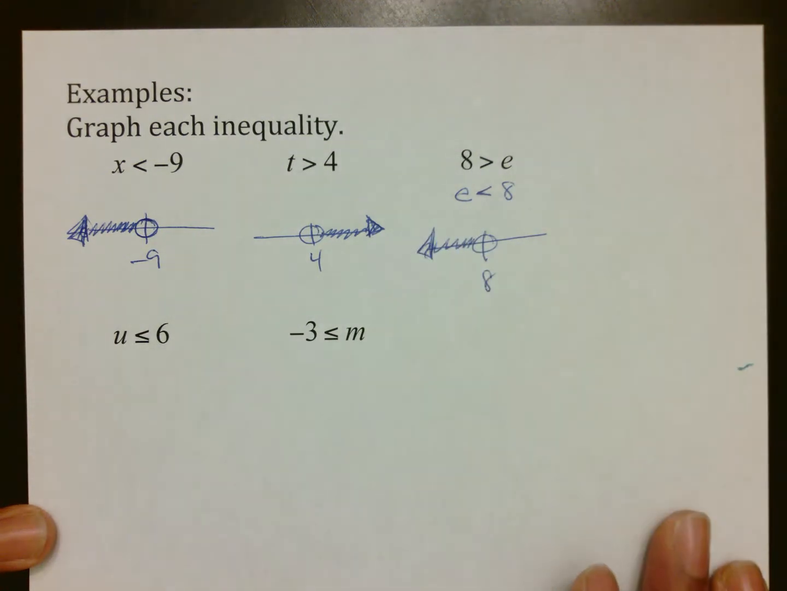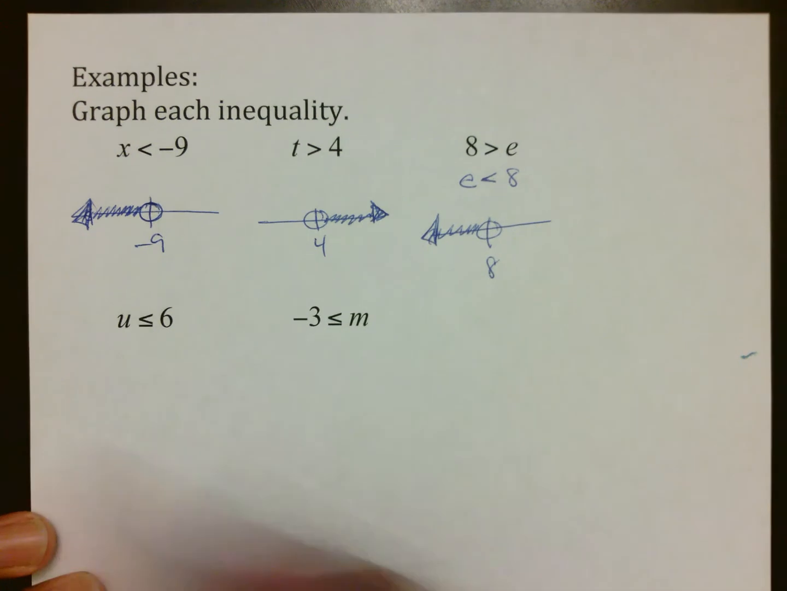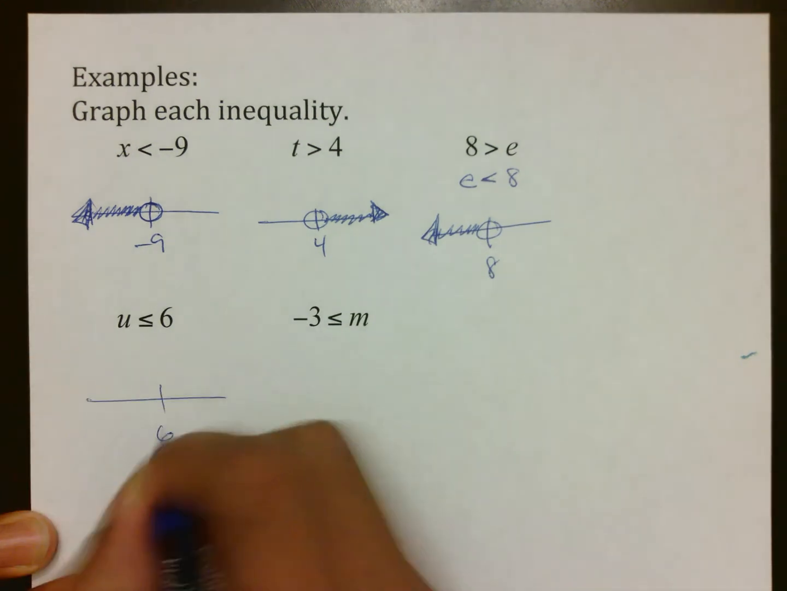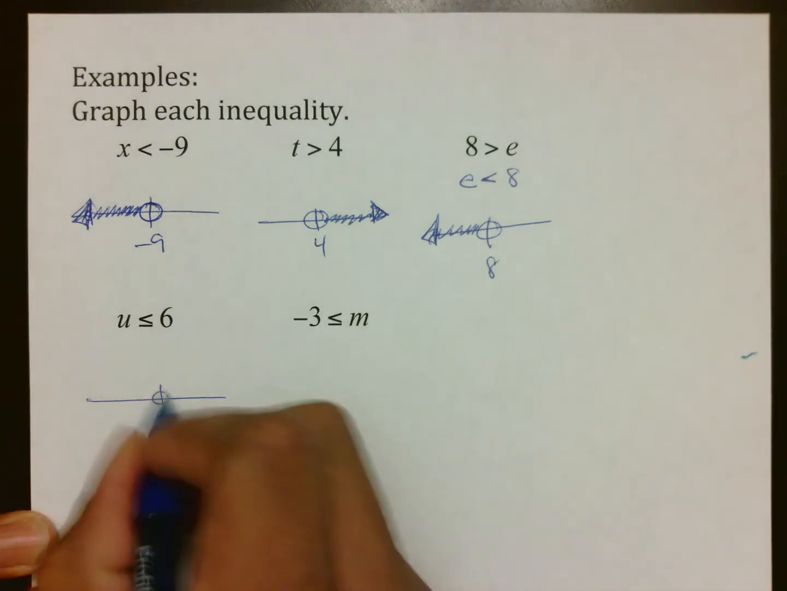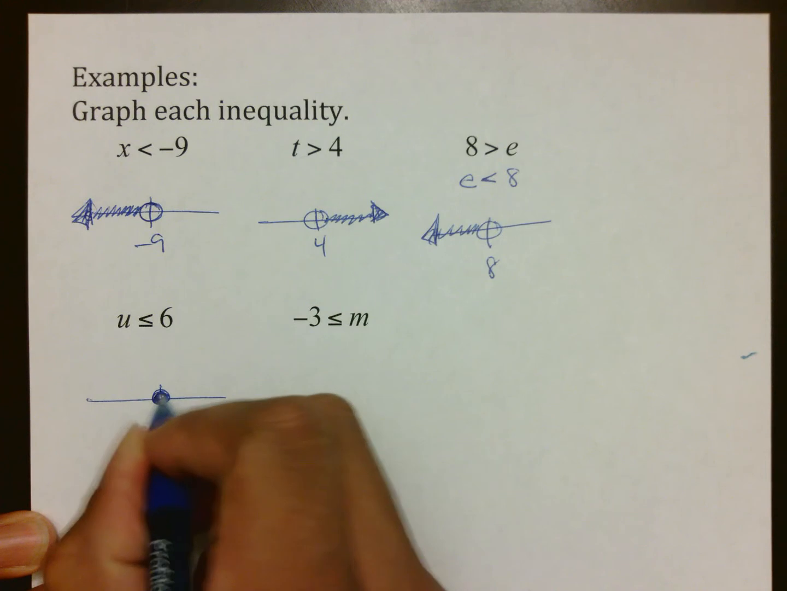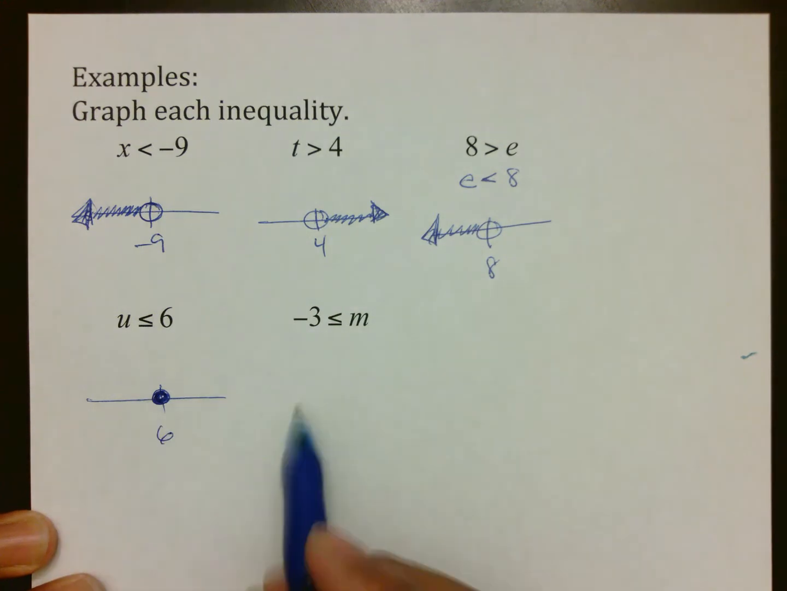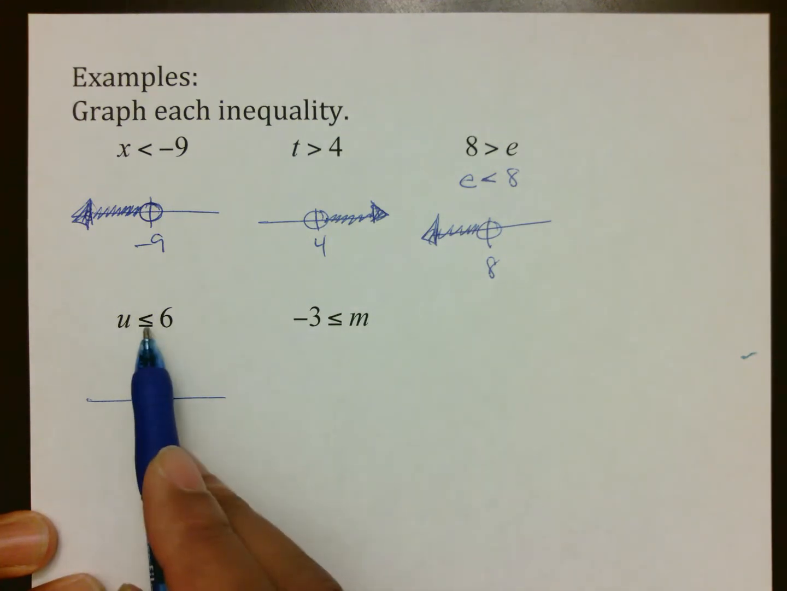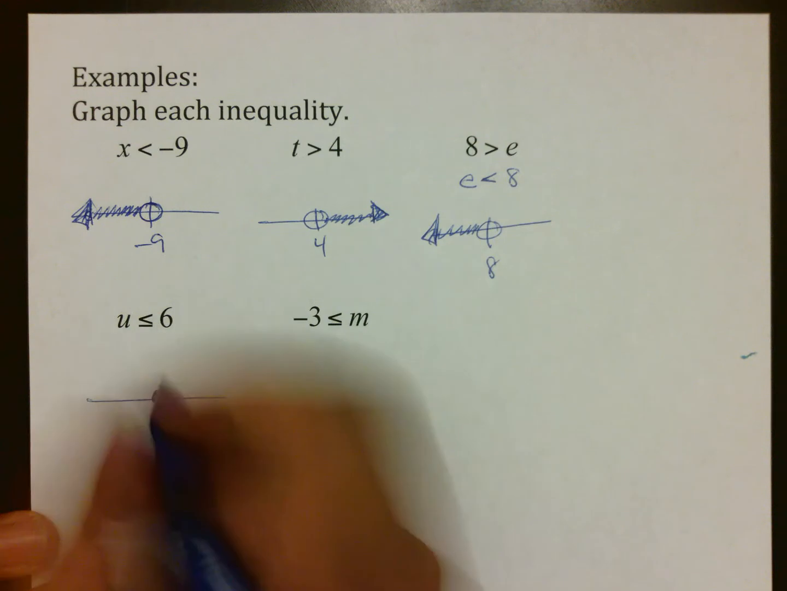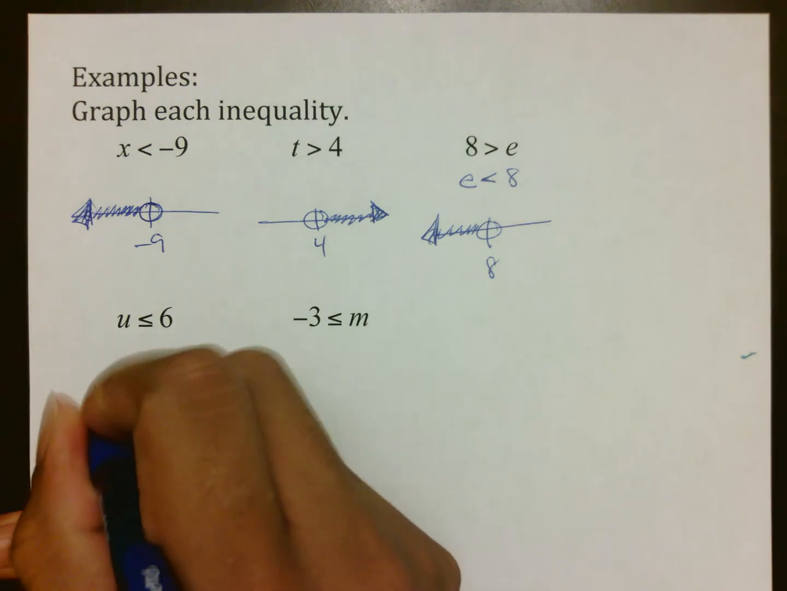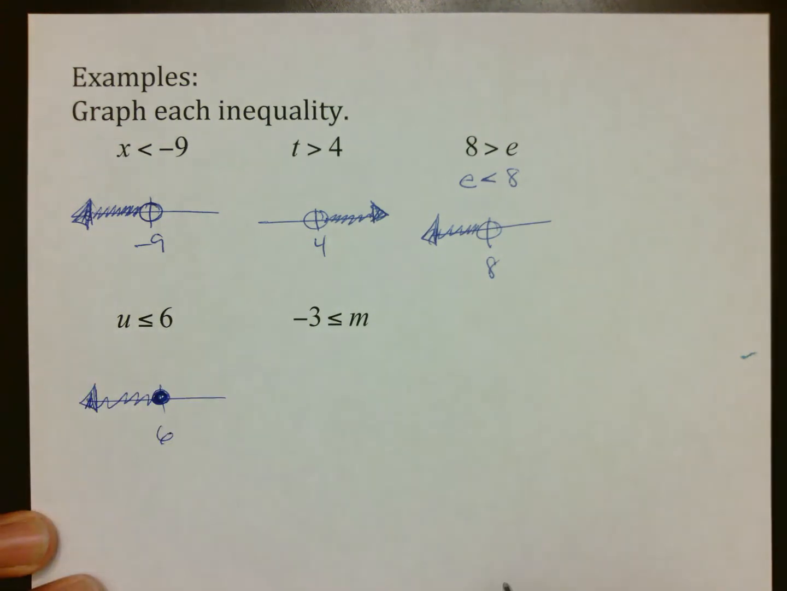Alright. Couple more real fast. u is less than or equal to 6. Again, 6 is my number. Notice it has the equal to part, which means my circle will be closed this time because 6 is actually included. Again, because 6 is equal to 6, which is the bottom portion, and it points to the left, which means that will be the symbol that you choose.